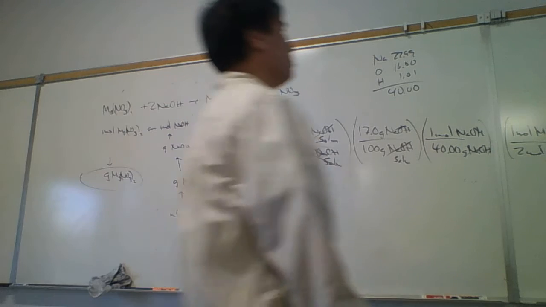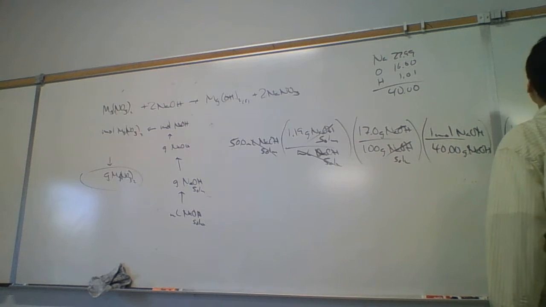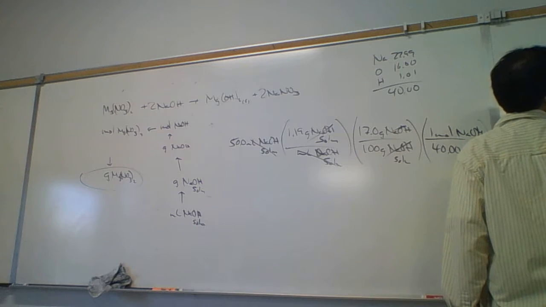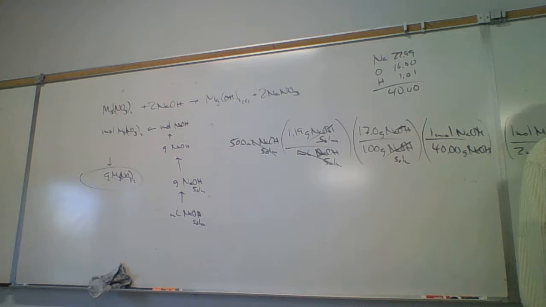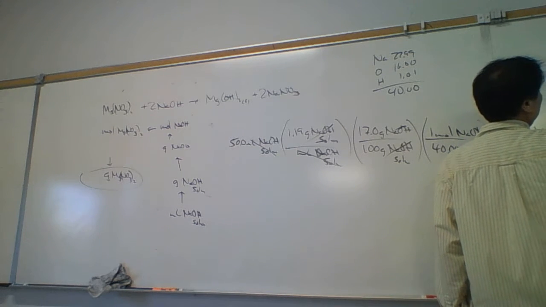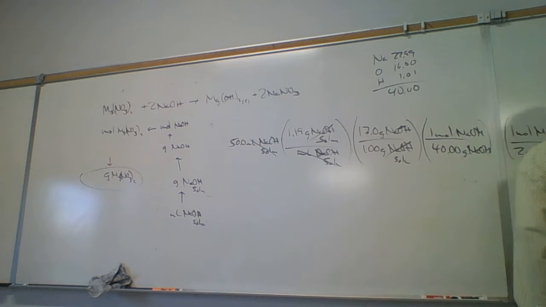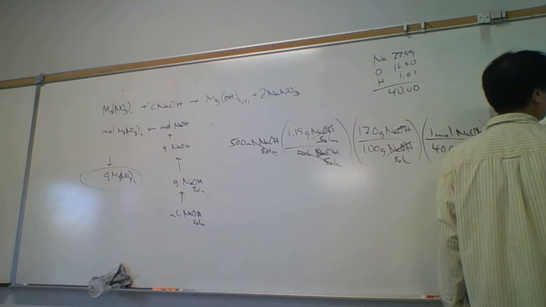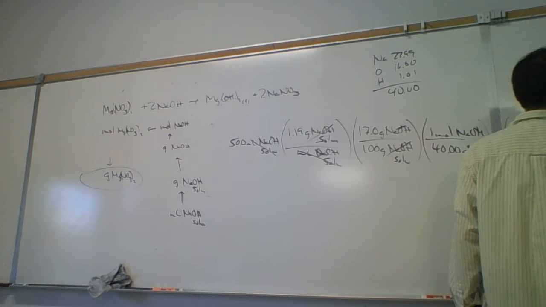24.31. And then we have 2 nitrogens. 2 nitrogens would be 2 times 14.01, so it's going to be 24.31, 28.02, and then 6 oxygens. 6 times 16 is 96. 148.33 is what I got. 148.33 grams of magnesium nitrate per mole.